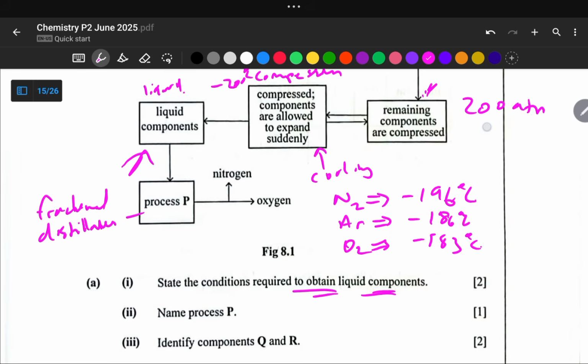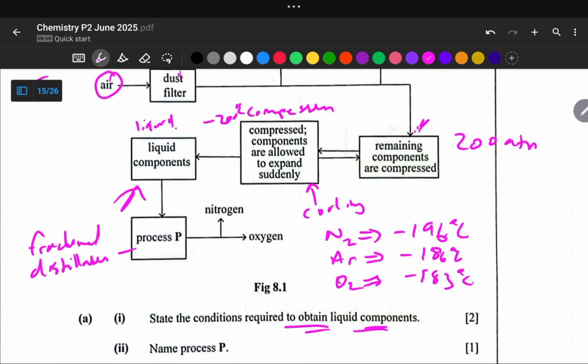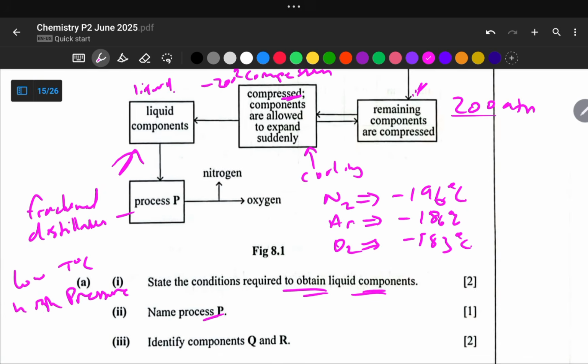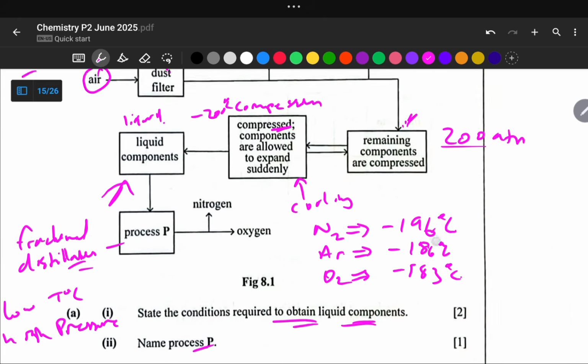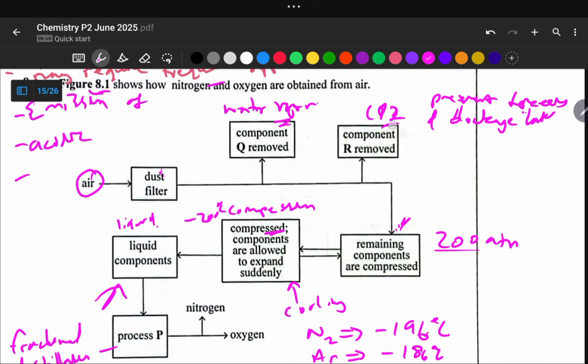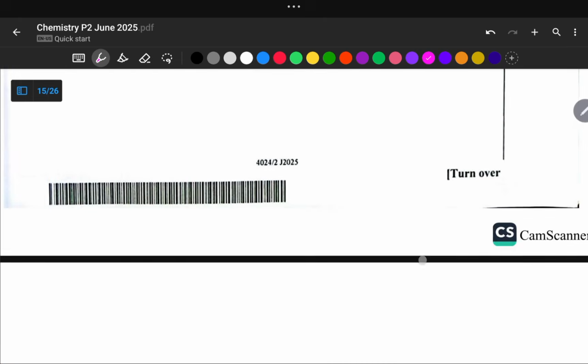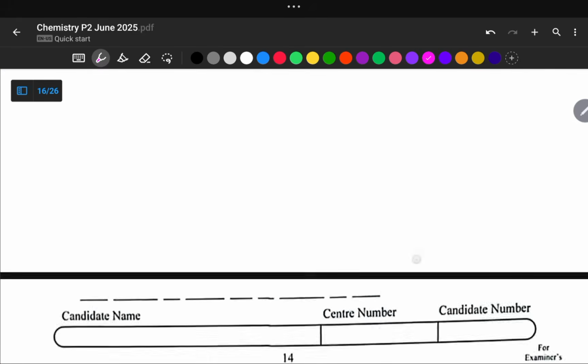So we are now moving on to the answers. The first part says state the conditions required to obtain liquid air. So we are going to have low temperature and then high pressure. As simple as that, because we said we are going to have compression here, increasing pressure. And then name the process P. We said it is fractional distillation, and then identify the components Q and R. Here we say it is the water vapor, and this one is carbon dioxide. And then we move on to the next part.